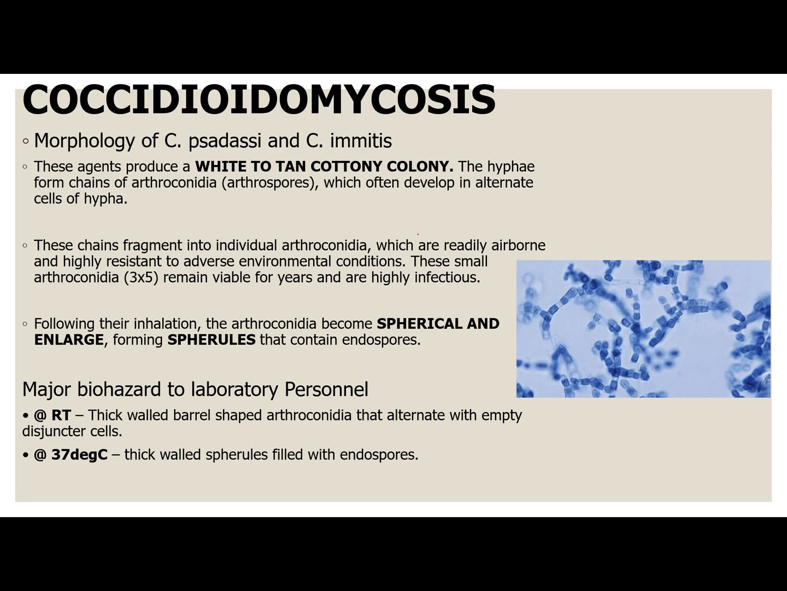Later, class, I will explain the life cycle. Following their inhalation, the arthroconidia would become spherical and enlarge, forming spherules that would contain endospores. Now, the problem with coccidioidomycosis, class, is that this is a major biohazard to laboratory personnel. As much as possible, when you handle coccidioidomycosis, you need to work on biosafety level 3 guidelines and protocol. At room temperature, they appear as thick-walled, barrel-shaped arthroconidia that alternate with empty disjunctor cells. At 37 degrees, they appear as thick-walled spherules filled with endospores.